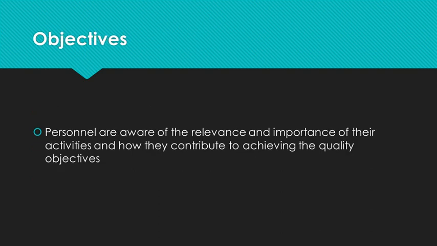There is one other important requirement for human resources. Management must ensure personnel are aware of the relevance and importance of their activities and how they contribute to achieving the quality objectives. For example, if a quality objective is 100% on-time delivery, the employee needs to know the orders due that day must be completed by a certain time, say 2 p.m., in order to ship on time and meet the company objective of 100% on-time delivery.